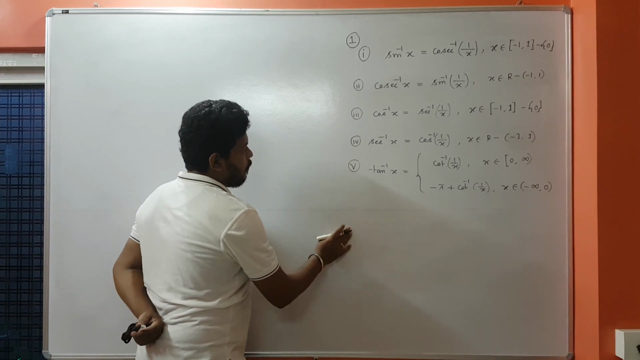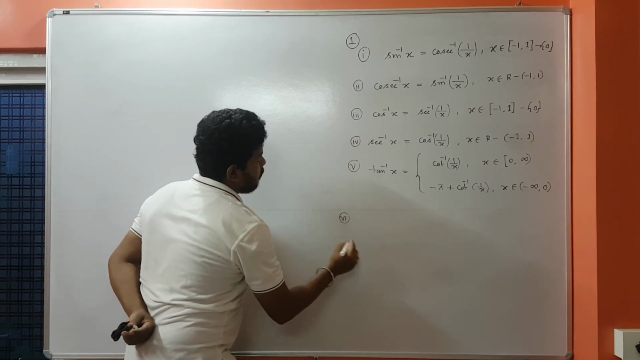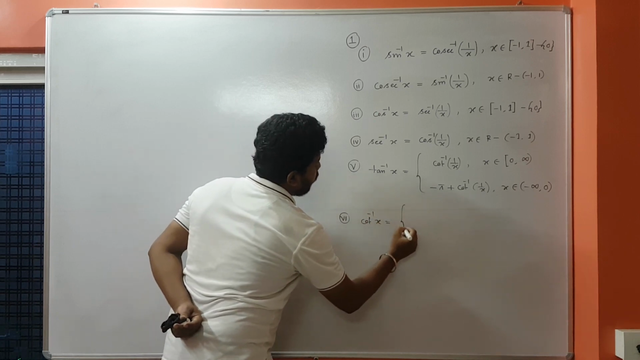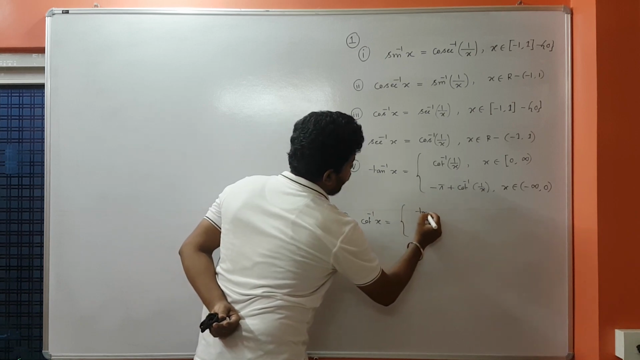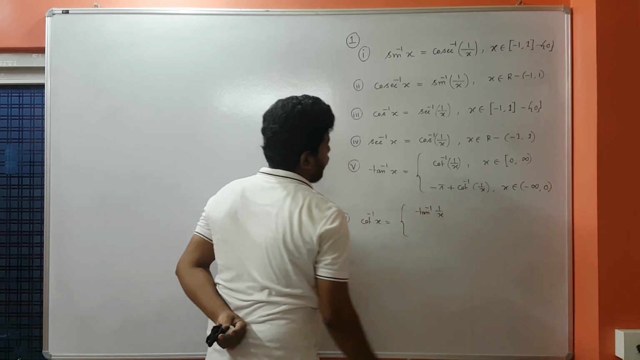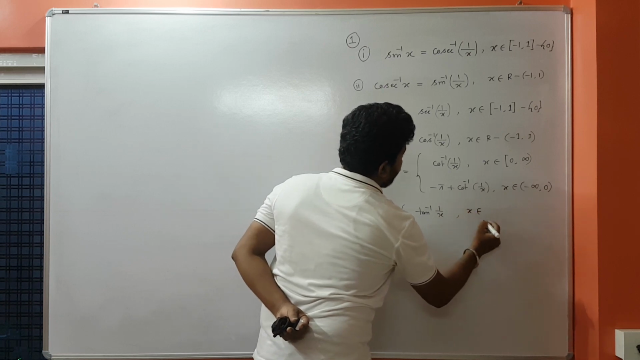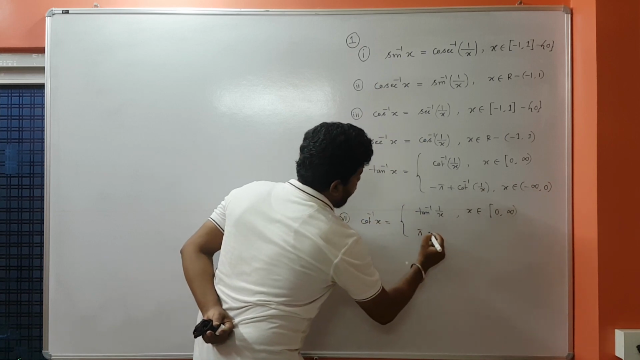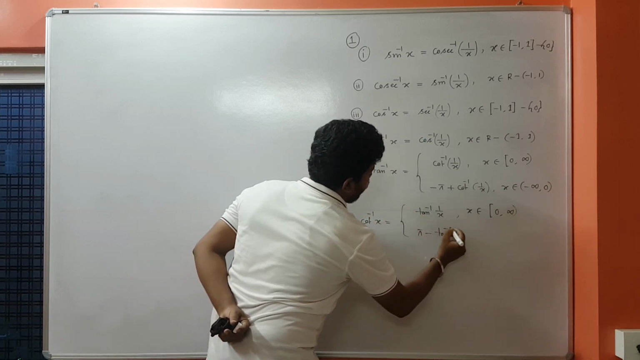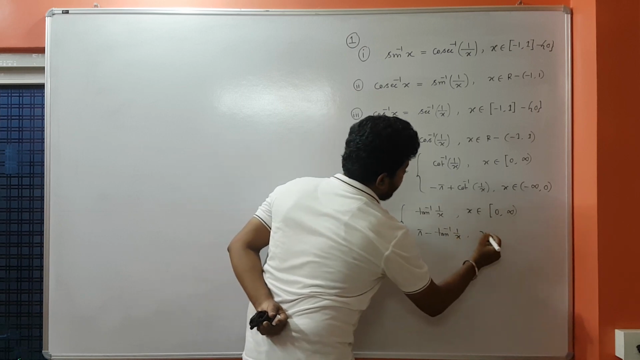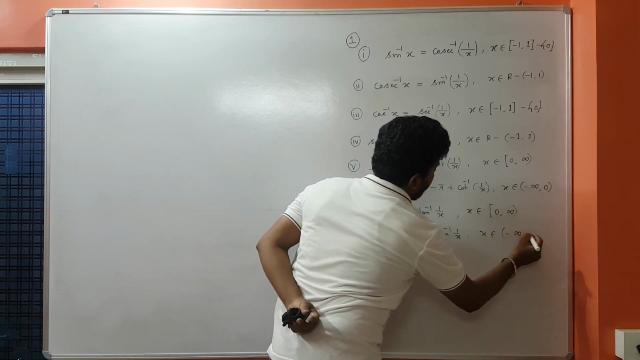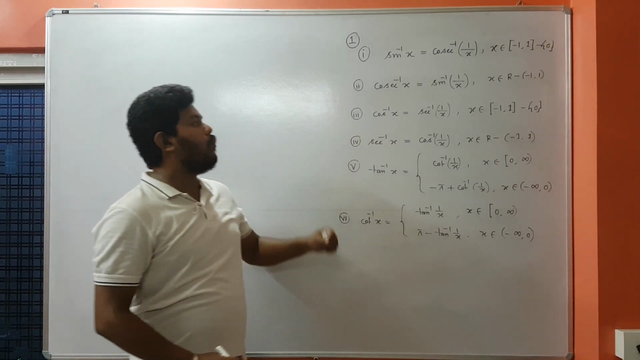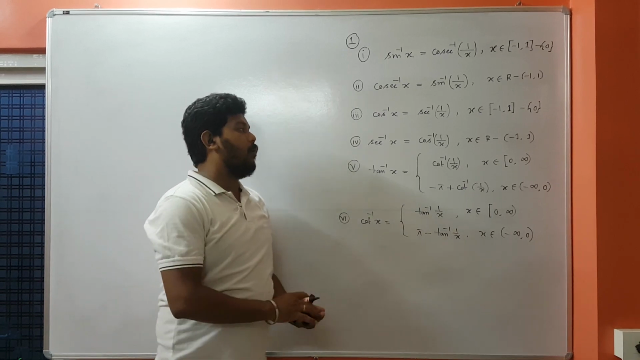Now number 6, cot inverse of x is equal to tan inverse of 1 by x for x belongs to 0 to infinity, and it is pi minus tan inverse of 1 by x when x belongs to minus infinity to 0. Today we will see how these formulae come.